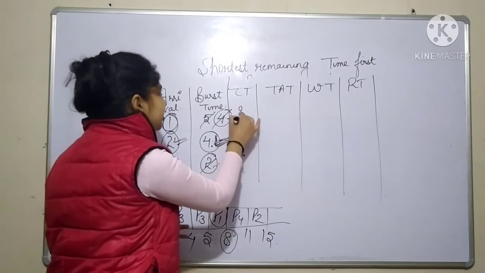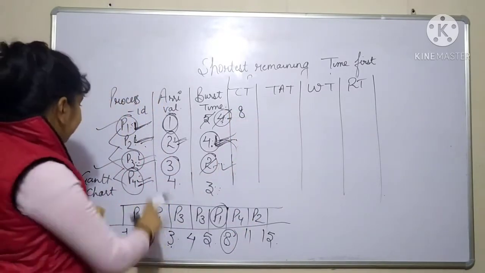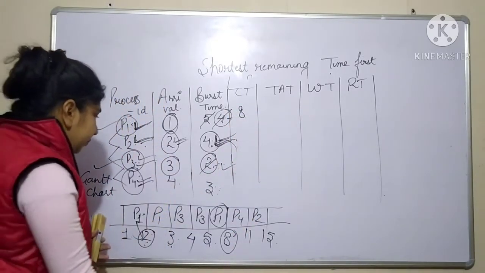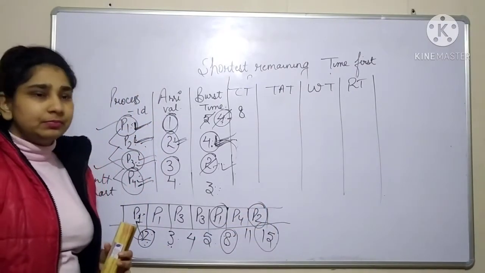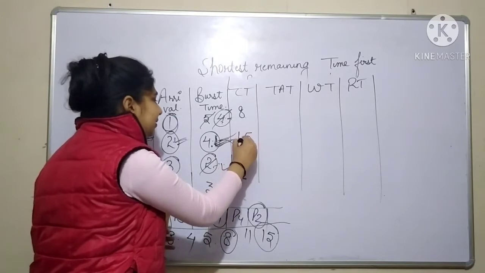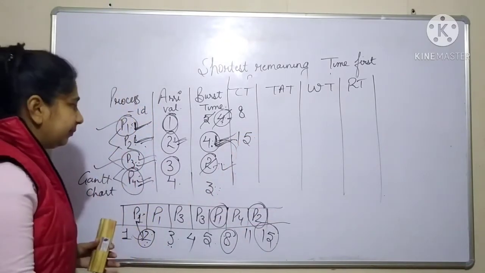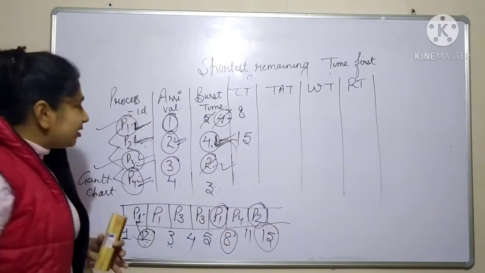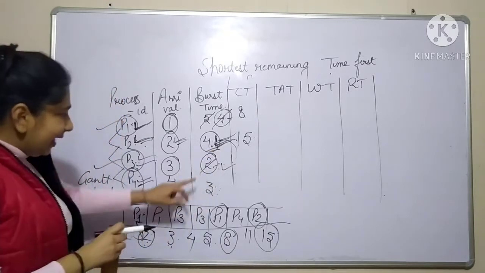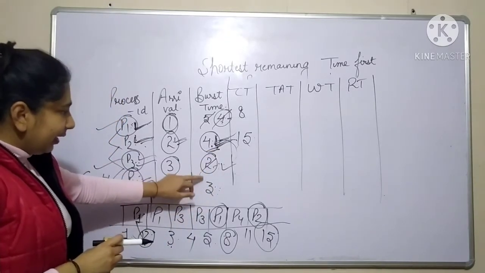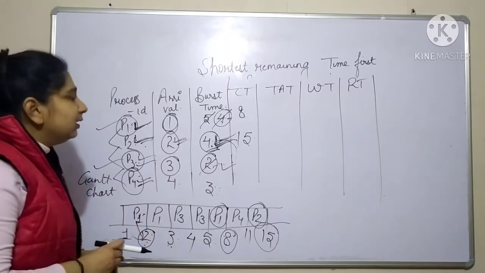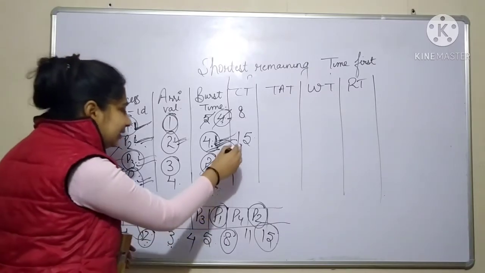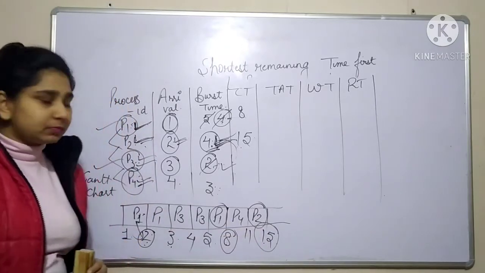So what is the completion time? 8. Next process P2. Process P2 is getting completed at 15, as its burst time is larger than these processes. So it had to wait for some amount of time to get the CPU. It is getting completed at 15.